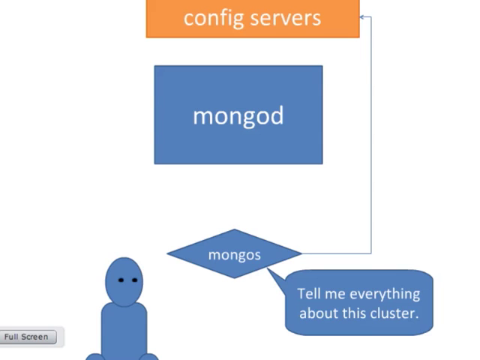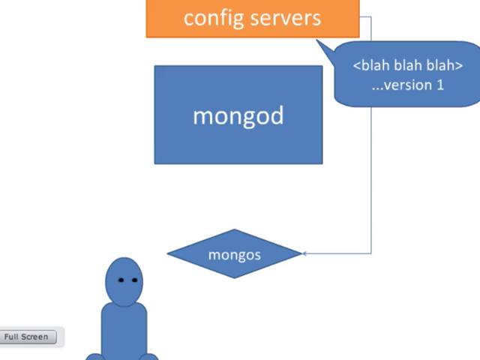So the MongoOS queries the config server and gets all this information about the cluster, at which point it knows where to query for things. And the config server also tells it a version number.